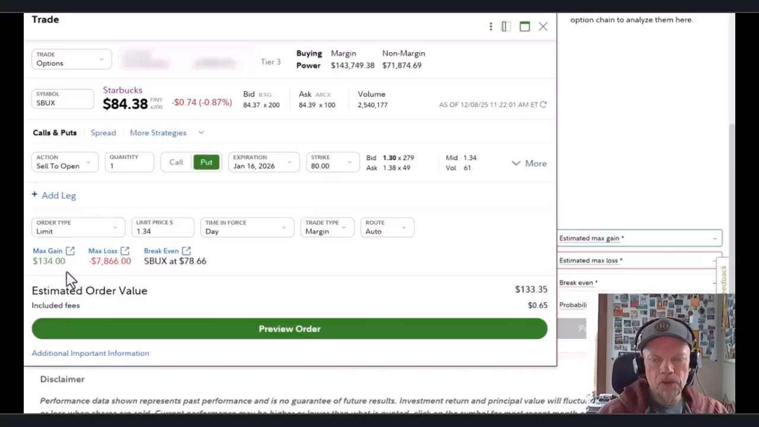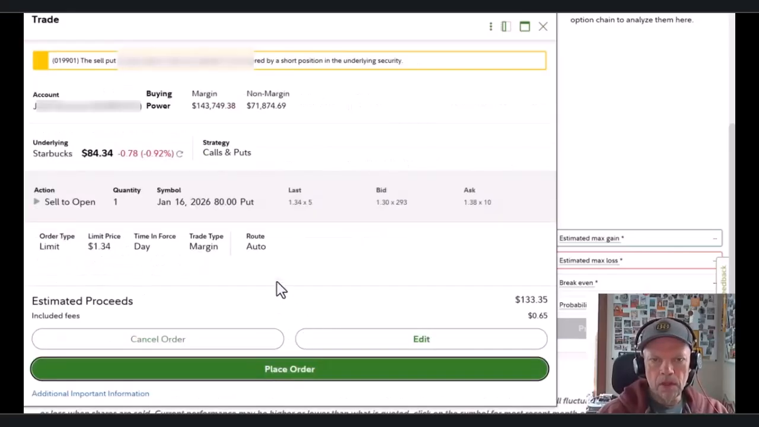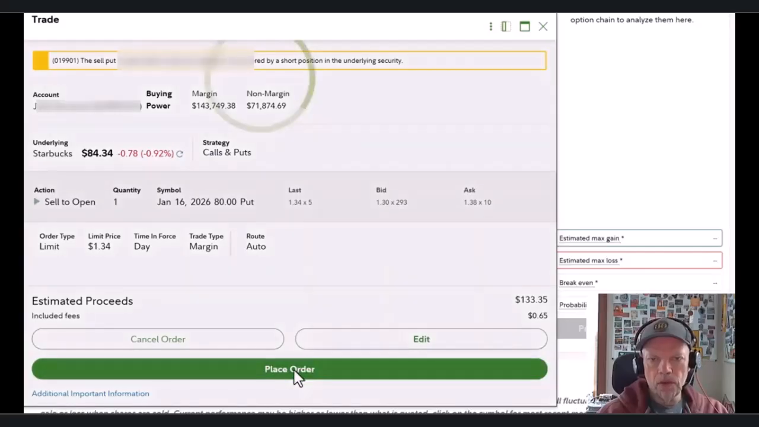So just think buy low, sell high. Everybody has heard that. Well, that's basically what I'm doing, except I'm doing it in reverse. I'm selling first, selling high, and going to buy low later. So that's my plan. So let's review this, and it all looks good, and let's go ahead and place the order.